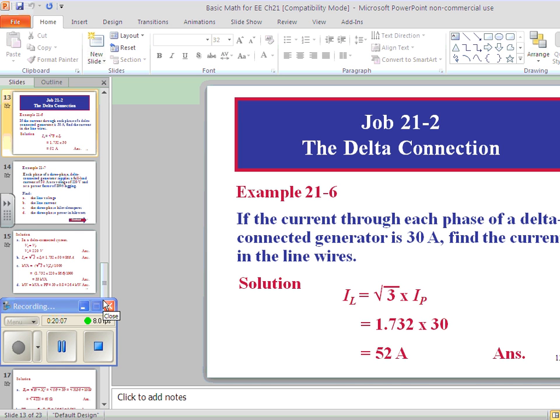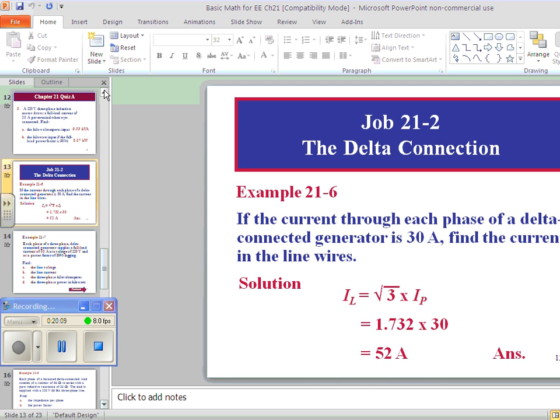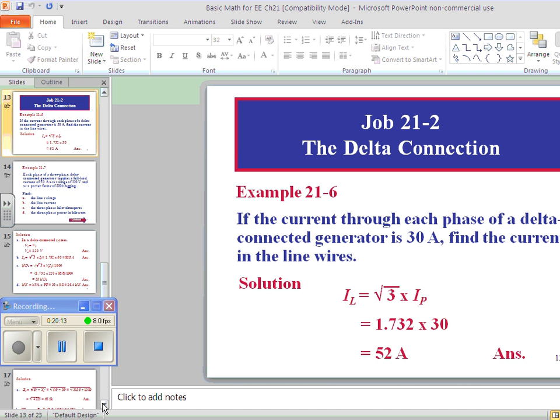Okay, now we're going to talk about, oh, wait a minute, did I skip one? Nope. We're going to talk about delta now. Delta connection. Now, what is the same in delta? Voltage is all equal, right? Line voltage is equal to phase voltage. But the currents are different. The phase current times the square root of 3 is the line current.